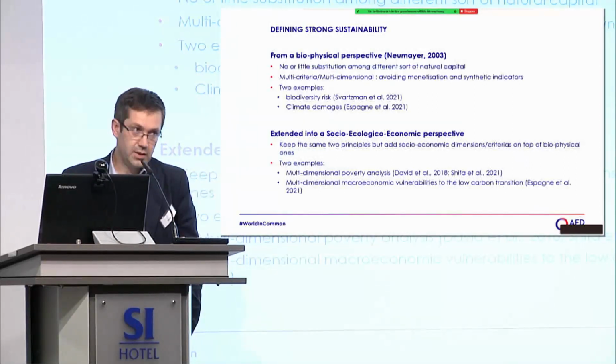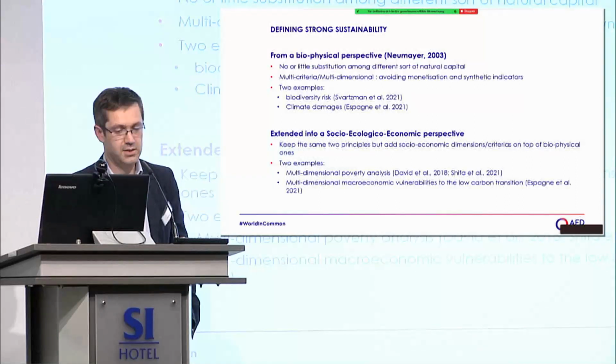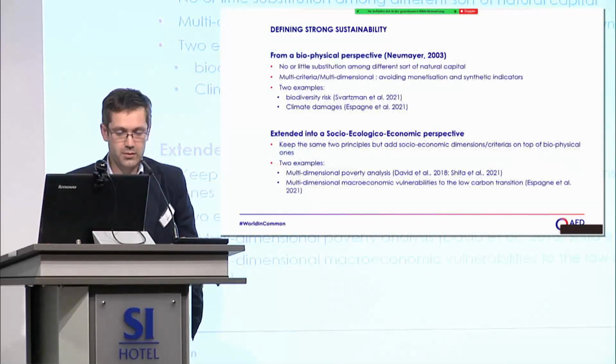And then if you take this idea of strong sustainability from this biophysical perspective and extend it to a socio-ecological economic perspective, you keep the same 2 principles, but you add socio-economic dimensions, criteria, on top of these biophysical ones. I'll give you some examples related to multidimensional poverty analysis that my colleagues are conducting in different countries, and also a work that will be presented by my colleague Guilherme tomorrow on multidimensional macroeconomic vulnerabilities related to the low carbon transition.